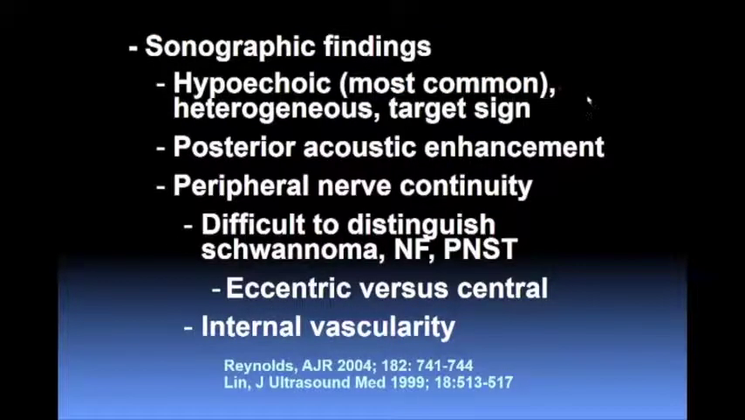So on ultrasound, they too can be hypoechoic, just like some of the other tumors we talked about, but they can also be heterogeneous, and you may see a target sign. And your schwannomas can also undergo cystic degeneration. You may also see posterior acoustic enhancement. And again, it's difficult to sort out the different tumors, but if you can show the entering, exiting nerve, that can be very helpful. And they too will show internal vascularity.